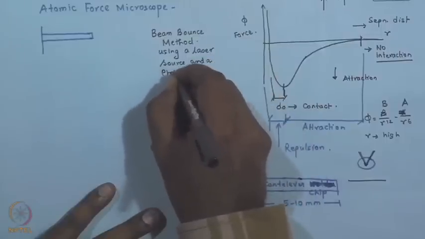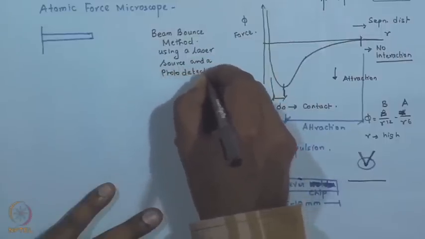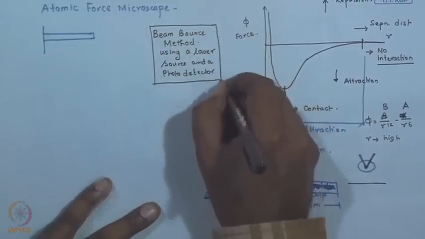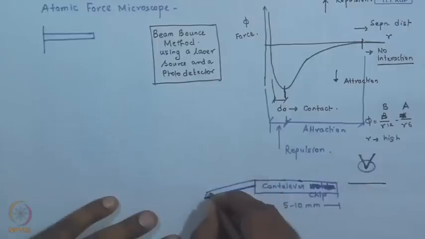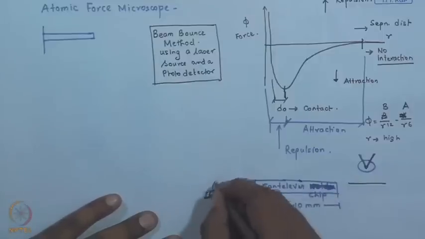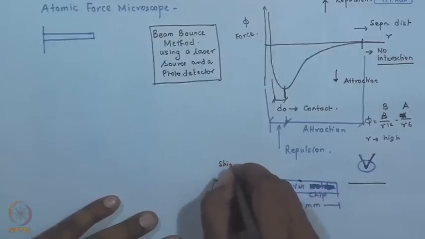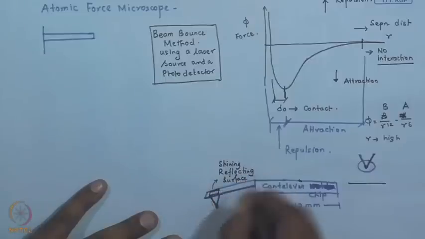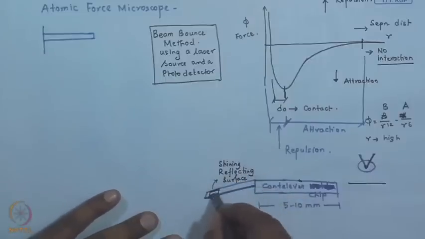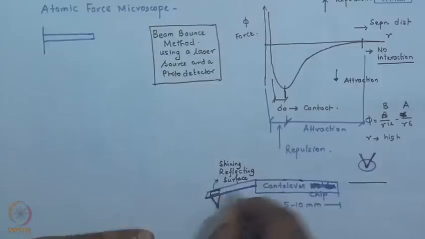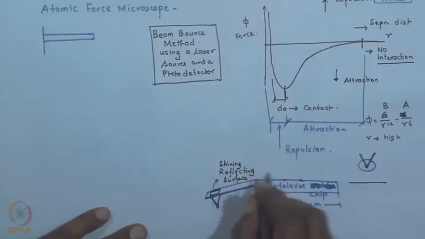And a photo detector. We will come to each one of these elements, what they do. So, in order to facilitate the use of this beam bounce technique with this laser source, typically this area of the cantilever has a shining, reflecting surface. Grossly, the zone which is opposite, which is on the cantilever, but on the other side of the cantilever to which the probe or the tip is mounted.